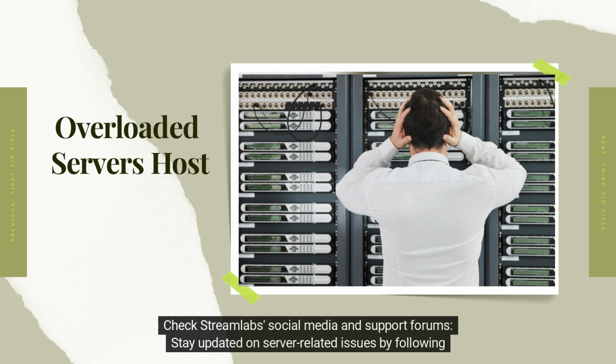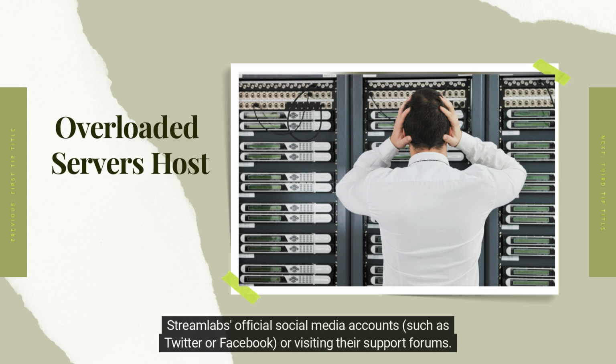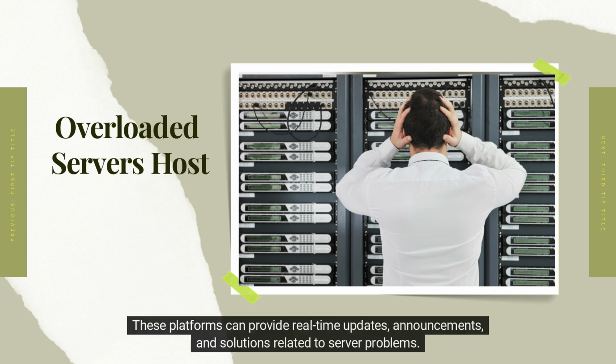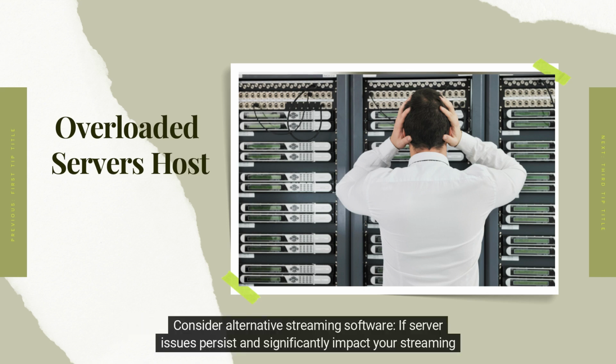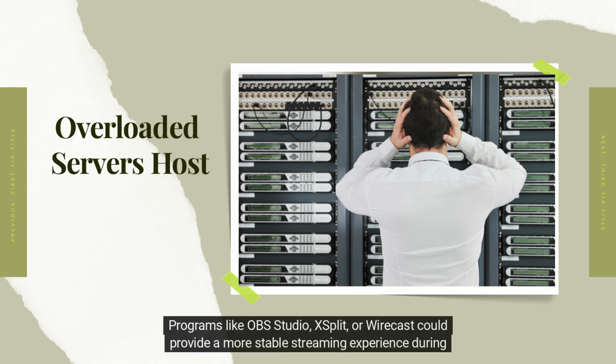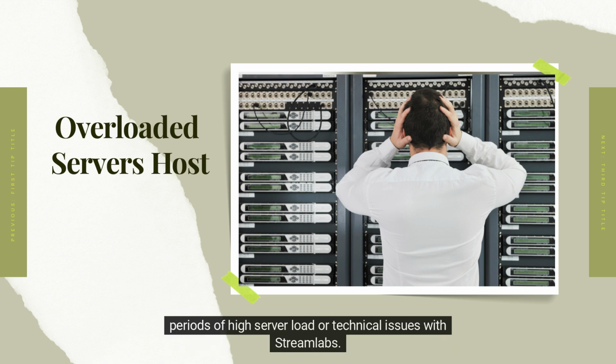Check Streamlabs' social media and support forums. Stay updated on server-related issues by following Streamlabs' official social media accounts, such as Twitter or Facebook, or visiting their support forums. These platforms can provide real-time updates, announcements, and solutions related to server problems. Consider alternative streaming software. If server issues persist and significantly impact your streaming experience, you might want to explore other streaming software options. Programs like OBS Studio, XSplit, or Wirecast could provide a more stable streaming experience during periods of high server load or technical issues with Streamlabs.